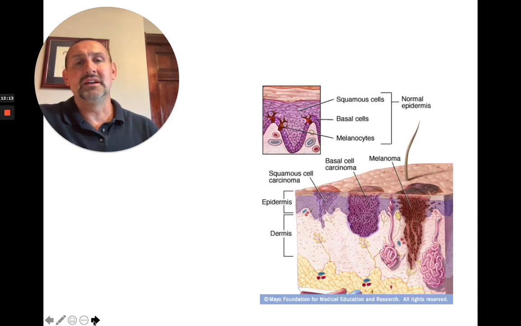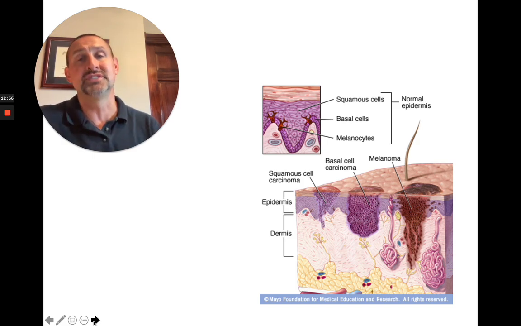Here you can see some of those different types of cancers and why they're significant. The reason melanoma is significant is because those cancer cells can get into the bloodstream and be transported to other parts of the body where the cancer will metastasize, where it's being transported to somewhere else and that cancer grows in some other organ.